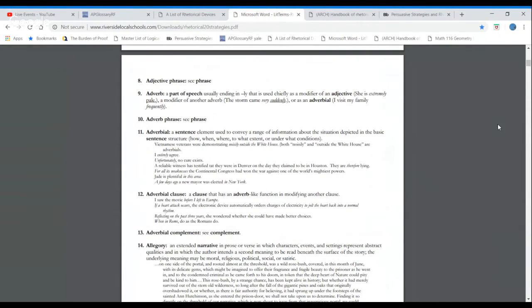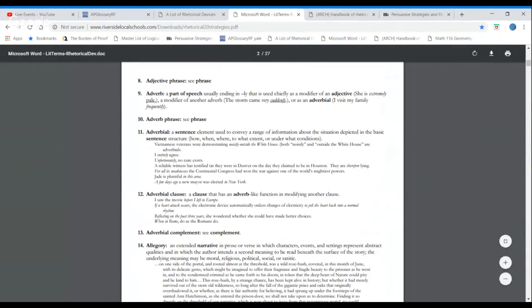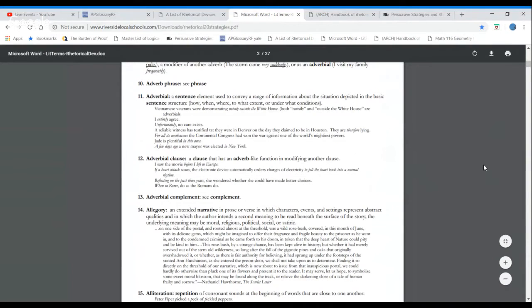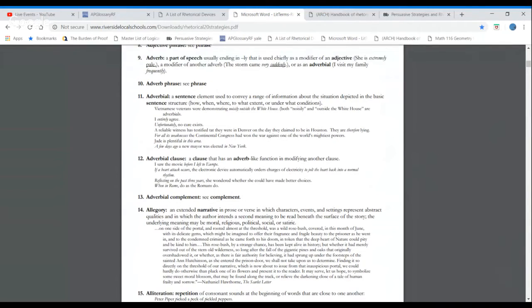Adverbial, a sentence element used to convey a range of information about the situation depicted in the basic sentence structure: how, when, where, to what extent, or under what conditions. Adverbial clause, a clause that has an adverb-like function in modifying another clause. I saw the movie before I left to Europe.